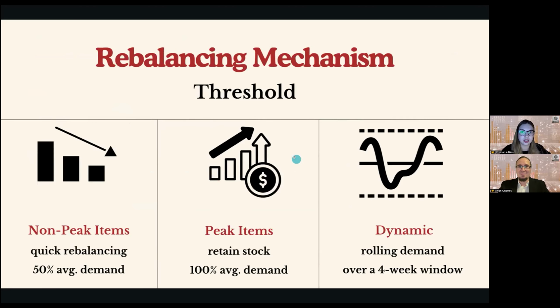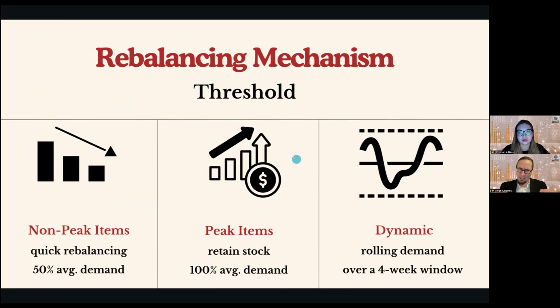So our rebalancing mechanism is built with 3 thresholds: a threshold for non-peak items, a threshold for peak items, and a dynamic threshold. We implemented these by applying a stricter threshold of 50% of average demand to low-demand products, enabling quicker rebalancing and freeing up space.